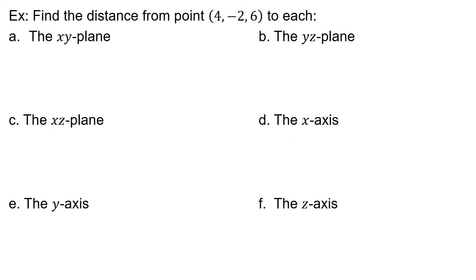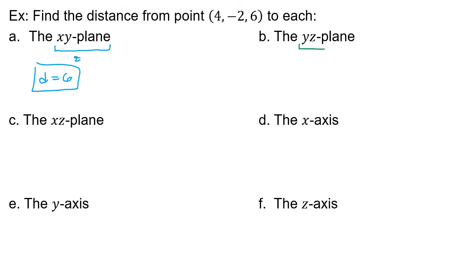Okay, let's find the distance from the point 4, negative 2, 6 to each one of these things: the xy plane, the yz plane, the xz plane, the x-axis, y-axis, and z-axis. You notice I don't put a whole lot of room on here. You don't need a whole lot of room to do most of these. For instance, to do the xy plane, this is kind of like one of those ones we did earlier. To do the xy plane, you're looking at the z coordinate. The z is 6, so this distance is 6. You are 6 away from the xy plane.